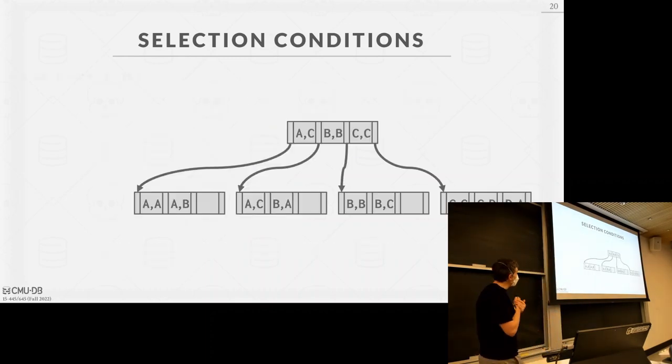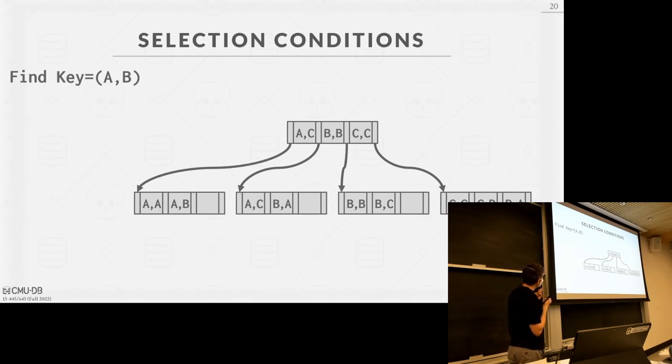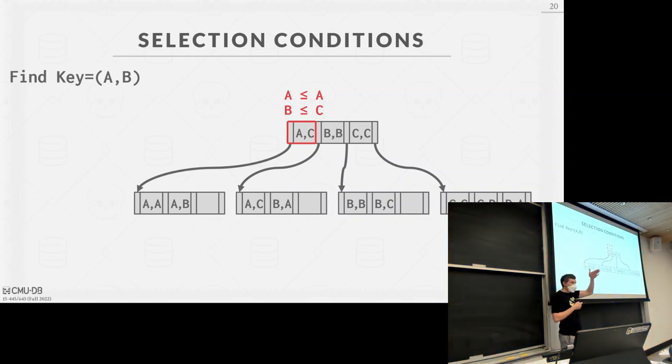So let's look at some examples. Here's the first one. We have an index on A and B, and so we want to do a lookup. We have two columns, column 1, column 2, and we're going to do a lookup where the first column equals A and the second column equals B, right? So even though there are multiple keys, we just do comparisons in order one after another. So the first one we say is A less than or equal to A, and is B less than or equal to C? Yes. So we know we just go down to this edge here and find the data that we're looking for, right?